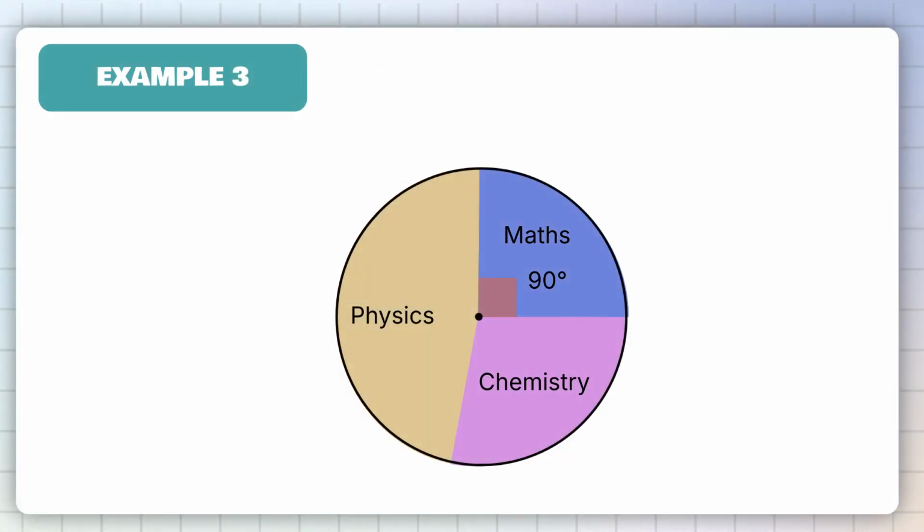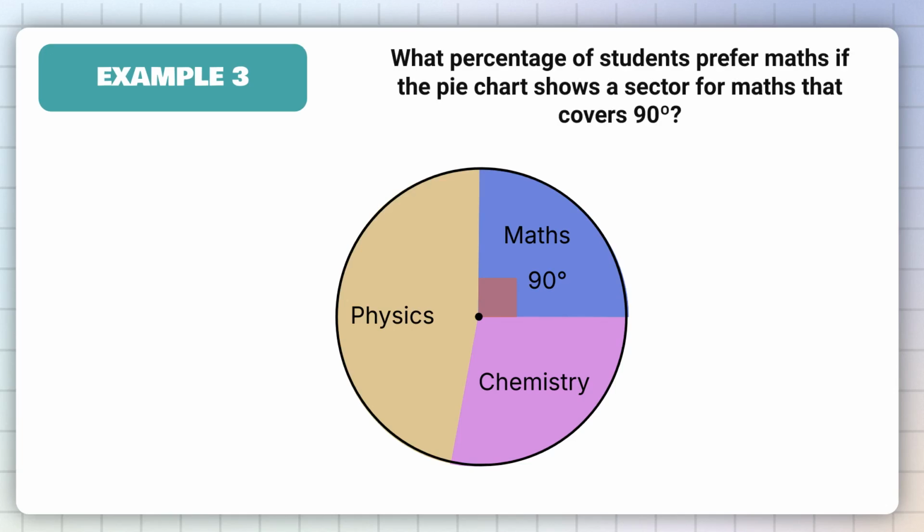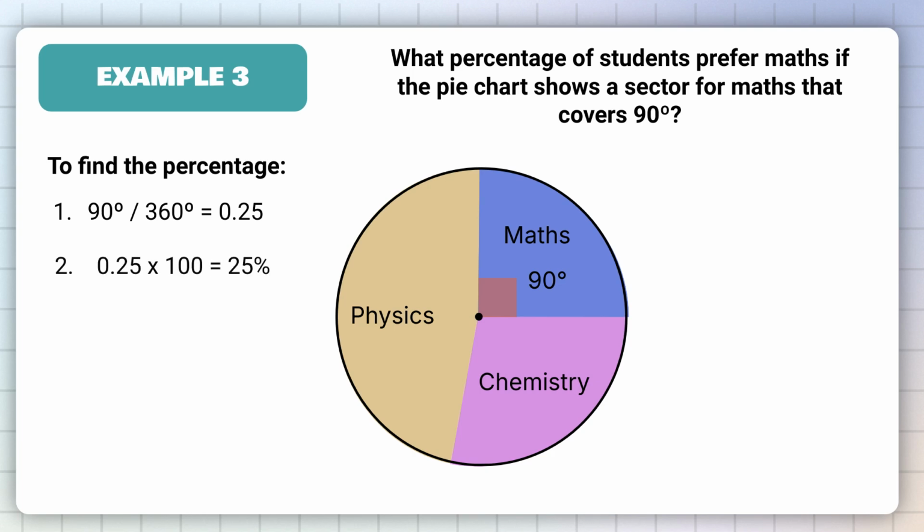Example 3, interpreting a pie chart. What percentage of students prefer math if the pie chart shows a sector for math that covers 90 degrees? First, recall that a full circle is 360 degrees. To find the percentage, first divide the degrees of the sector by the total degrees in a circle, which is 90 divided by 360 equals 0.25. Then, multiply by 100 to convert to a percentage, which calculates that 0.25 times 100 equals 25%. So, 25% of students prefer math.